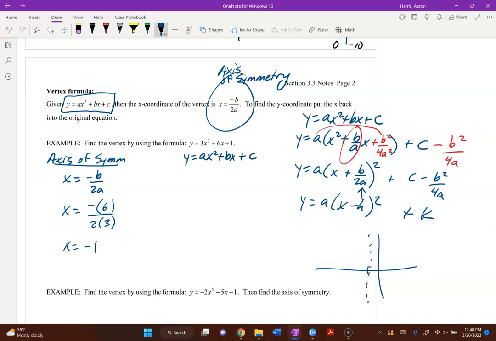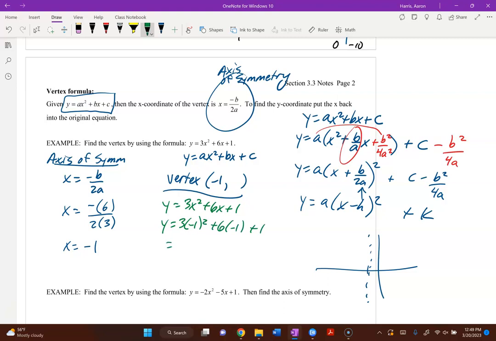So the vertex is somewhere on there. I know my vertex has that input, negative 1. So it's negative 1, something. So let me write my equation, 3x squared plus 6x plus 1. Let me throw in the negative 1. We got 3 minus 6, negative 3 plus 1, negative 2. So there it is, negative 1, negative 2.